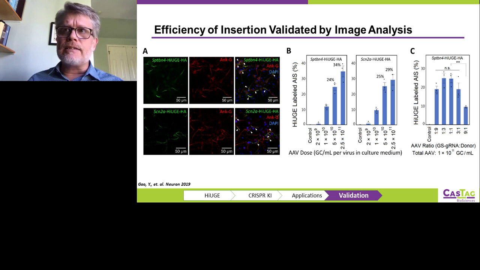When we supply these viruses to you, we supply them at 10 to the 13th. We've also looked at the ratio, so we've already optimized the ratio of the guide AAV, or the targeting vector AAV, with the payload AAV, and we find that the optimal ratio of those two viruses together is 1 to 1, and so that's how we supply it in the kits that we send.